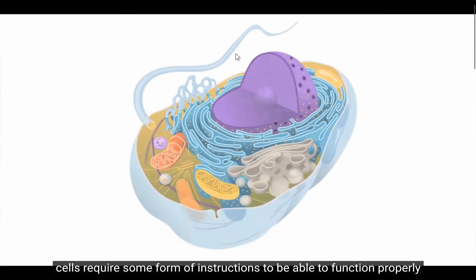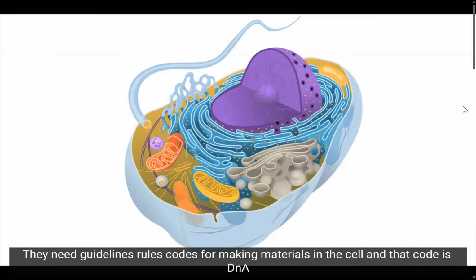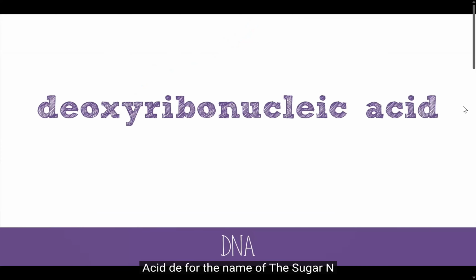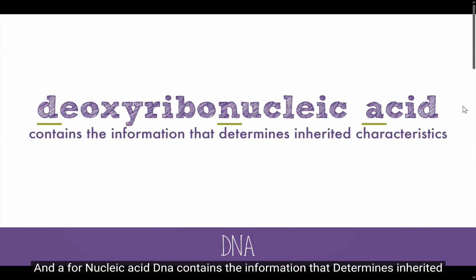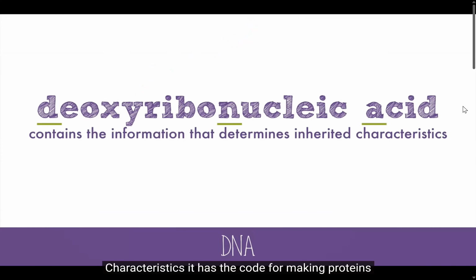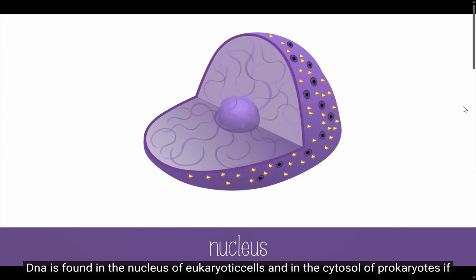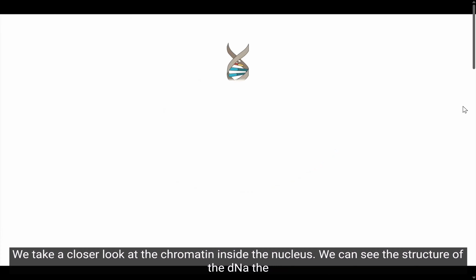All cells require some form of instructions to be able to function properly. They need guidelines, rules, codes for making materials in the cell, and that code is DNA. DNA stands for deoxyribonucleic acid. D for the name of the sugar, N and A for nucleic acid. DNA contains the information that determines inherited characteristics. It has the code for making proteins. DNA is found in the nucleus of eukaryotic cells and in the cytosol of prokaryotes. If we take a closer look at the chromatin inside the nucleus, we can see the structure of the DNA.